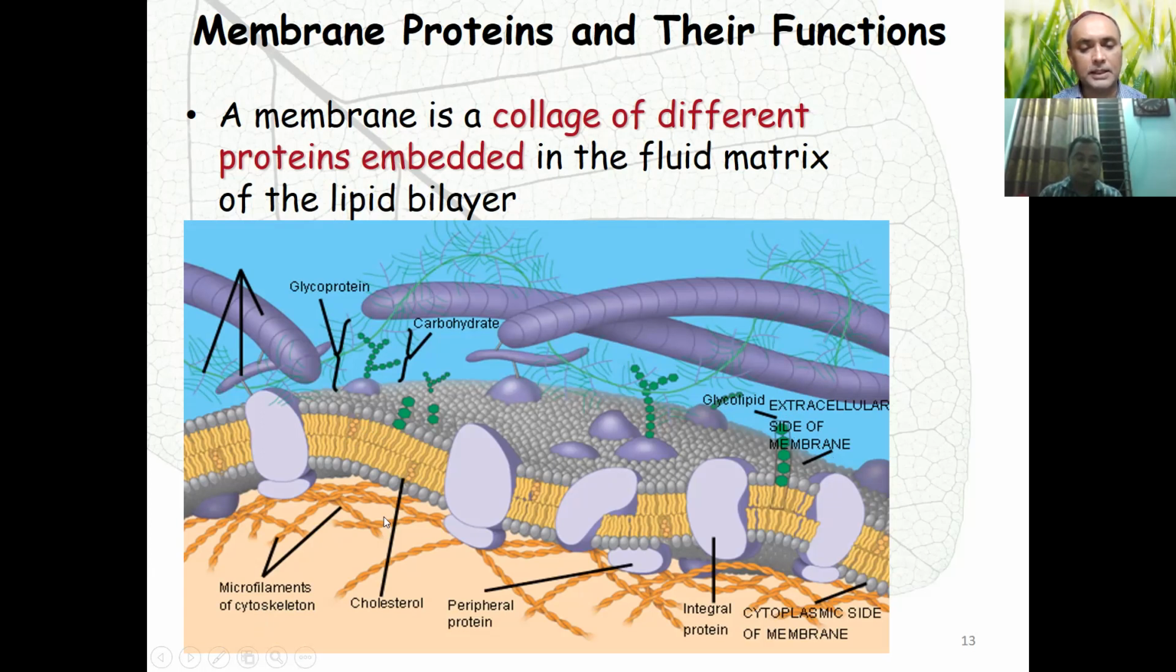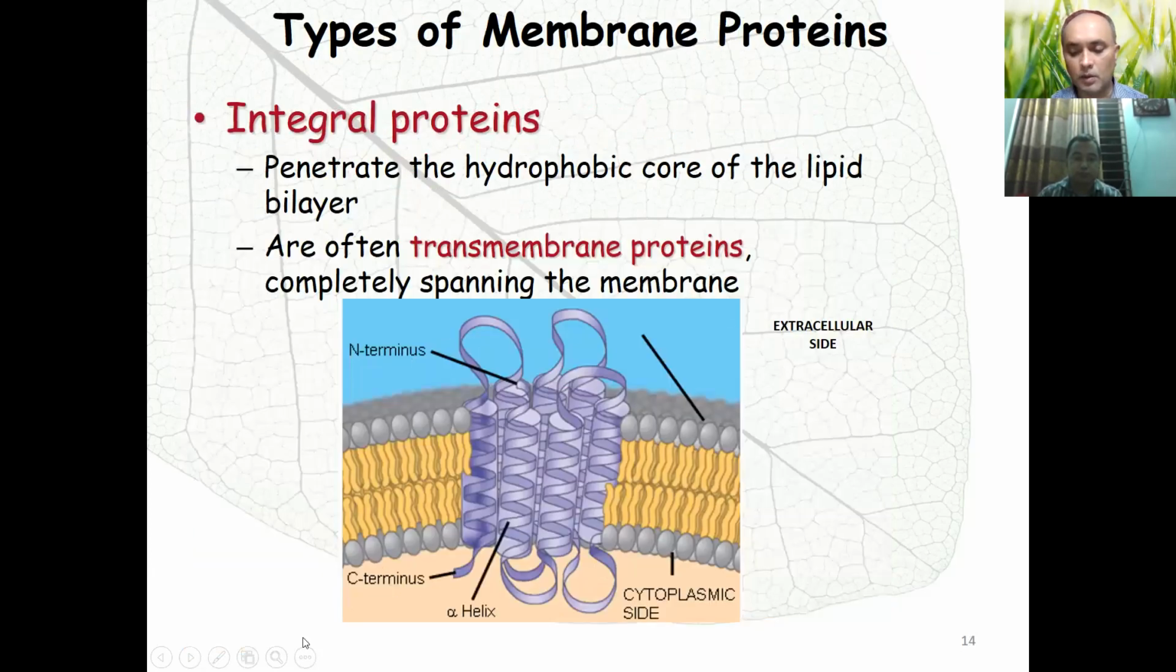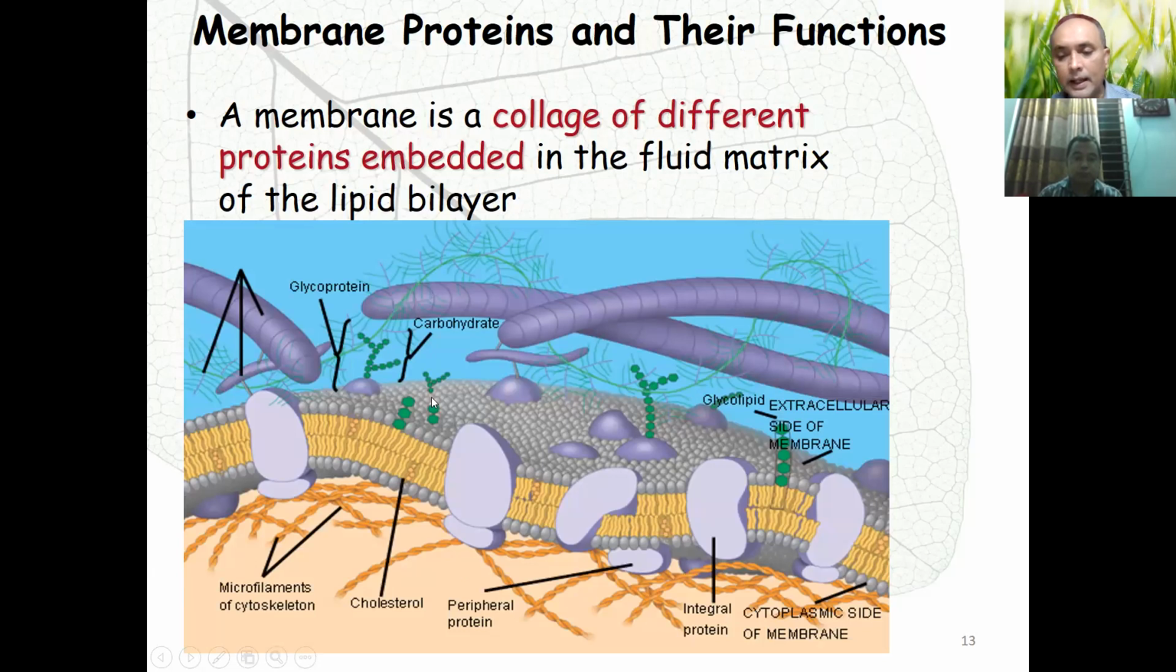Microfilaments of the cytoskeleton. This rope-like structure is the cytoskeleton, and these are microfilaments. And microfilaments present just beneath the plasma membrane hold the cell. So they are very close to the interior part of the cell. Peripheral protein, and there are many other protein molecules present in the membrane.